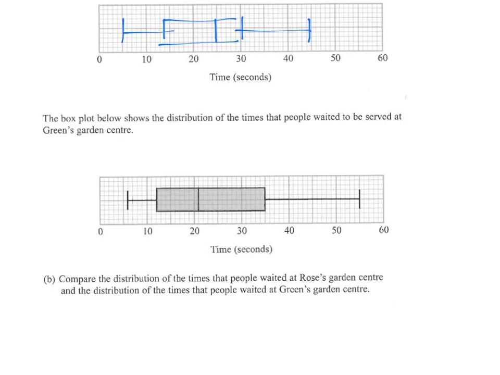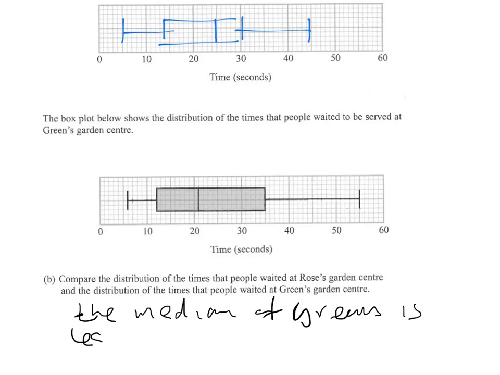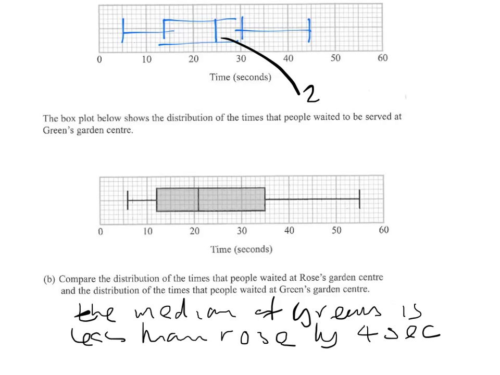So we'll simply say that the median of Green's is less than Rose's. You can actually say by how much. You can tell that from looking at the diagrams. So we can say by 4 seconds. We can see up here that it was 25 and here it's 21. So a 4-second difference in waiting time.